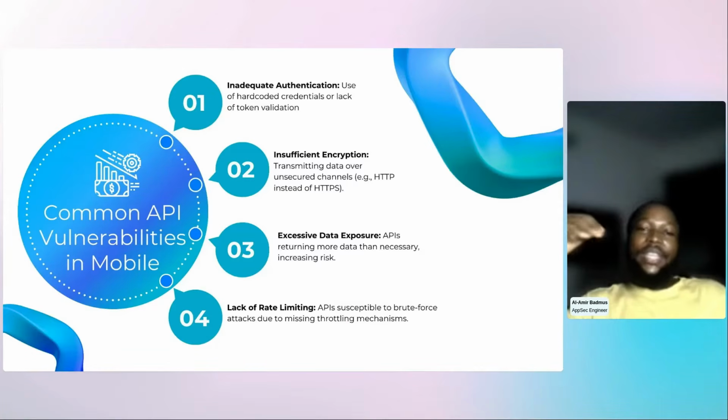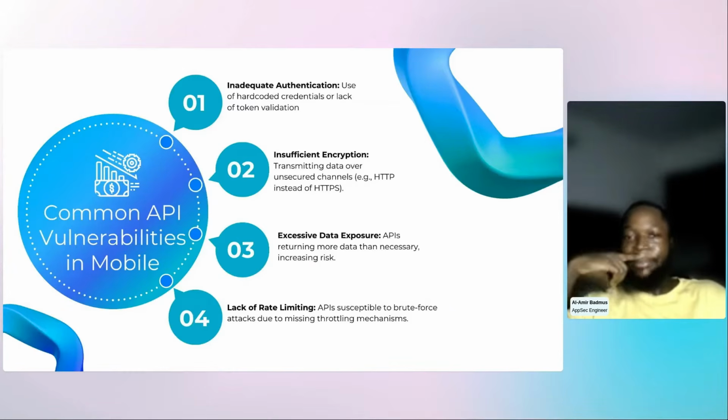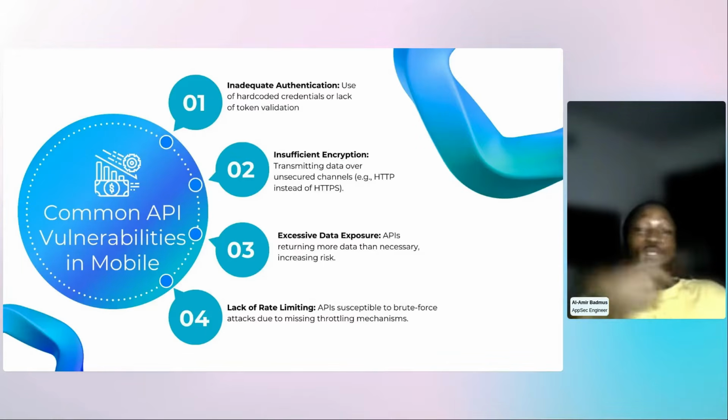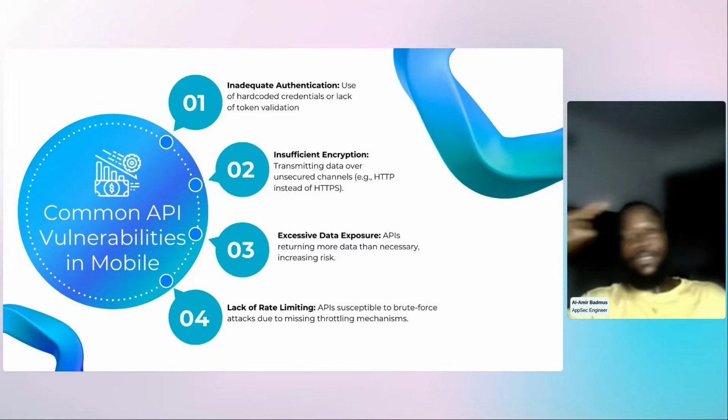I would say the most dangerous API vulnerability out there is lack of rate limiting, because with lack of rate limiting, you can exploit several security vulnerabilities in an application, things around BOLA, or as we call it, insecure direct object reference.